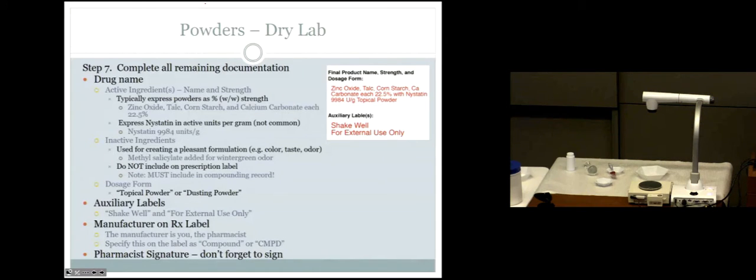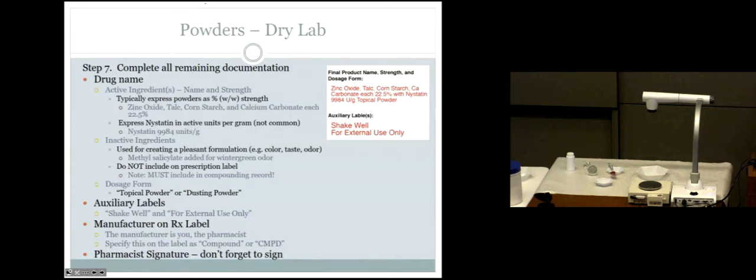If it's something for the formulation only, then it does not go on the patient's label. It's a part of your compounding record, but it would not go on the patient's label. So when you type your label for your wet lab, do not put methyl salicylate on it for the patient. It's not necessary. It's not an active ingredient. It absolutely needs to be very clearly documented in both your procedure and your compounding record, but not their label.